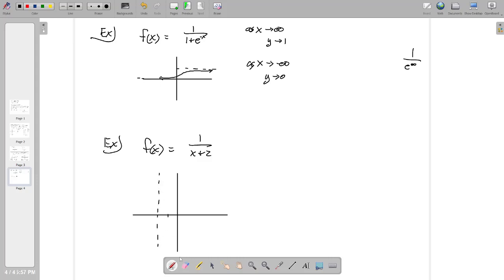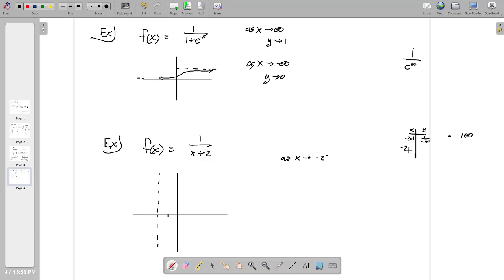So we have a vertical asymptote, and I'm going to show you why. As x approaches -2 from the left, so we're coming up towards -2, what we'd see is this. If x is -2.01, then our y value would be 1 divided by -2.01 plus 2. So this would be 1 divided by -0.01, which is the same thing as -100.